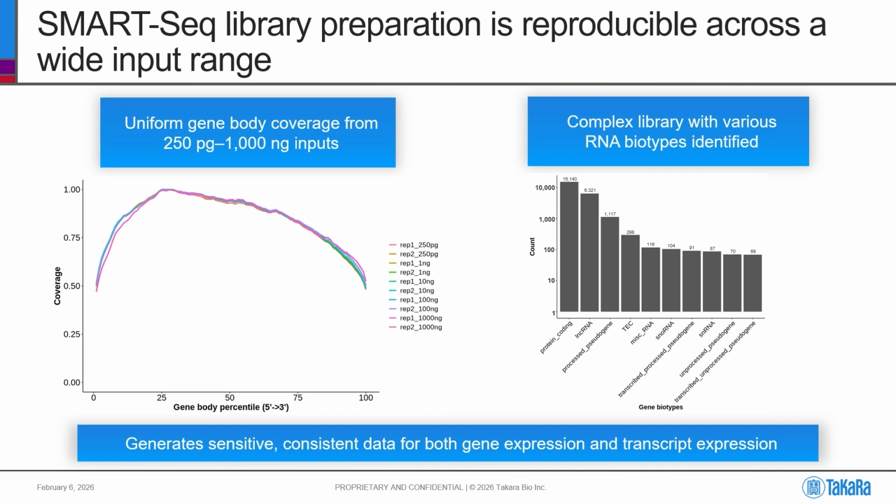We see uniform gene body coverage across the entire input range from 250 picogram to 1 microgram, and it is important as it ensures that reads are evenly distributed across transcripts, allowing accurate quantification of gene expression. It also minimizes 5' or 3' bias, improving the reliability of comparisons across genes, samples, and experimental conditions.